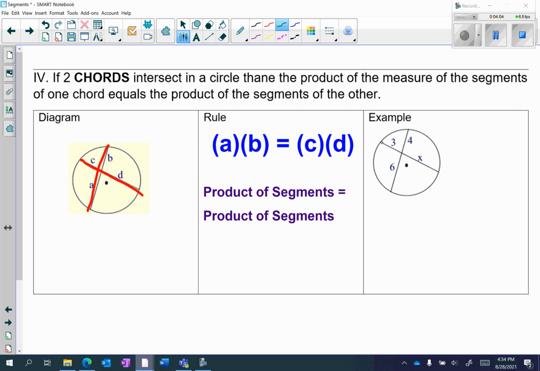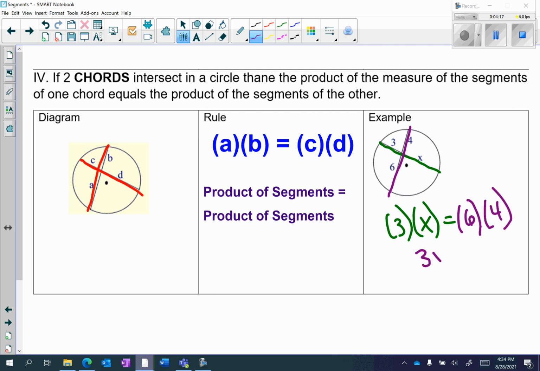So all you have to do is multiply what's next to each other. So on one chord is 3 and x. So that's 3 times x. That's equal to the other chord, which is 6 times 4. 3x is equal to 24. Divide by 3, and you get 8. Again, you could always substitute back in and make sure it makes sense. 3 times 8 is 24. That's equal to 6 times 4, which is also 24.